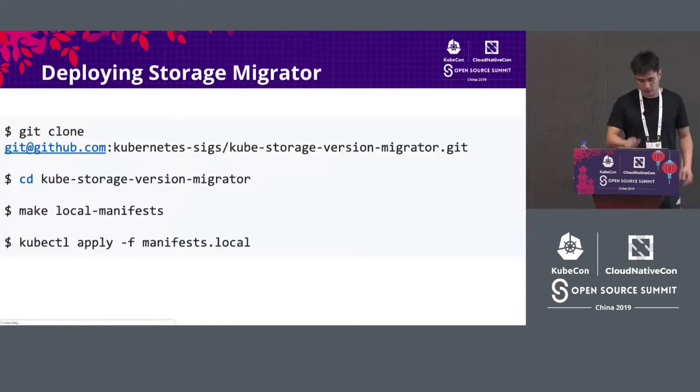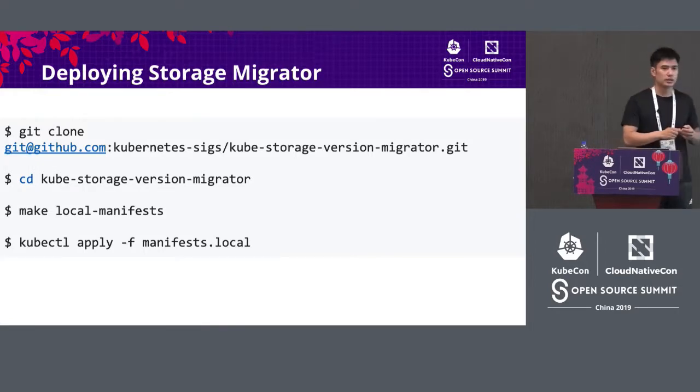Let's look into some details. This is how you can deploy the storage migrator in your cluster. All you need to do is download the YAML files from the repository, which is completely open source, and then you just apply all the manifests, and it will start the migrator in your cluster.